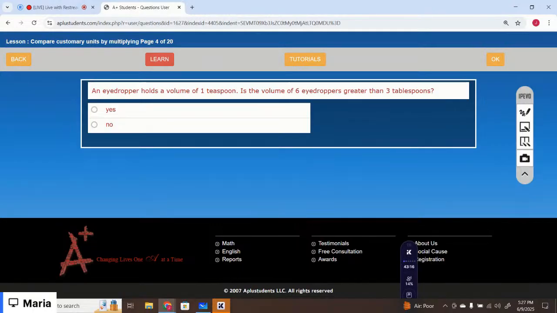An eyedropper holds a volume of 1 teaspoon. Is the volume of 6 eyedroppers greater than 3 tablespoons? The correct option is option number 2.